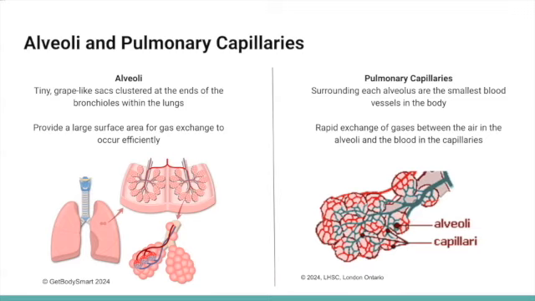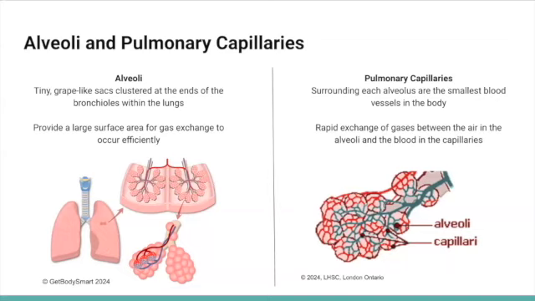Now, we'll look to your right at the pulmonary capillaries. Surrounding each alveolus is a dense network of capillaries, which are the smallest blood vessels in the body. These capillaries have extremely thin walls, allowing for rapid exchange of gases between the air in the alveoli and the blood in the capillaries. For a better understanding of what these two do and how gas is exchanged, the interaction between the two is essential for maintaining the delicate balance of oxygen and CO2 levels in the bloodstream. Oxygen from inhaled air diffuses across the thin alveolar walls and into the adjacent capillaries, where it binds to hemoglobin molecules in red blood cells for transport throughout the body.